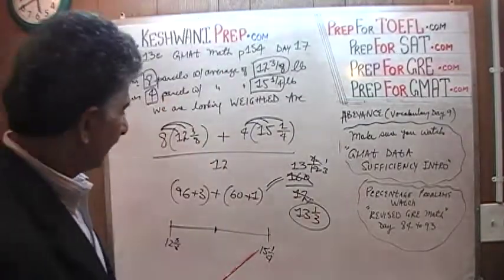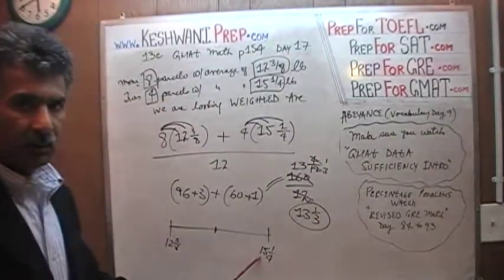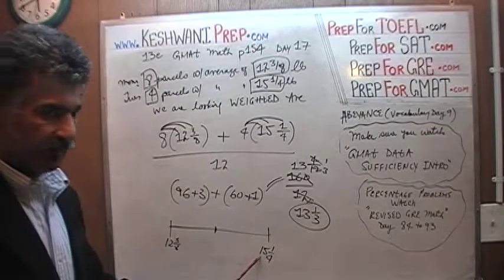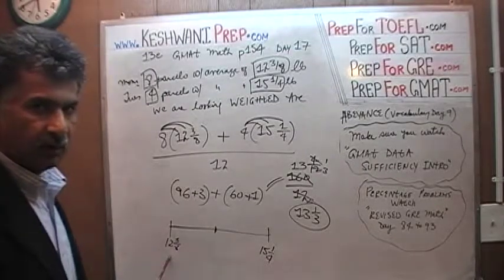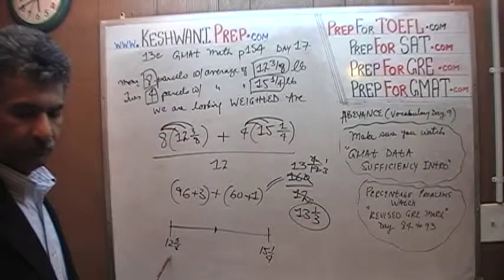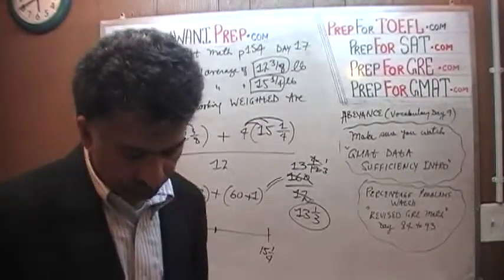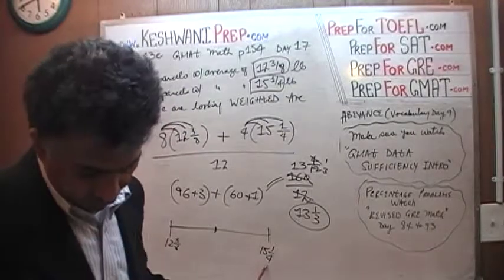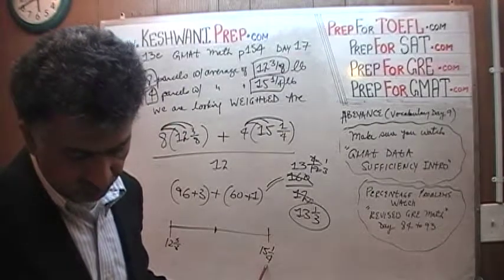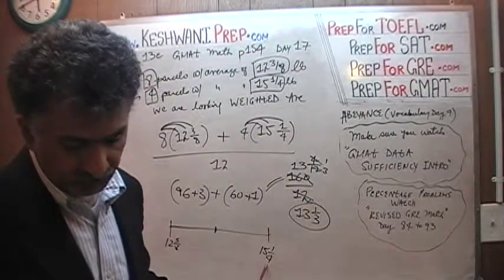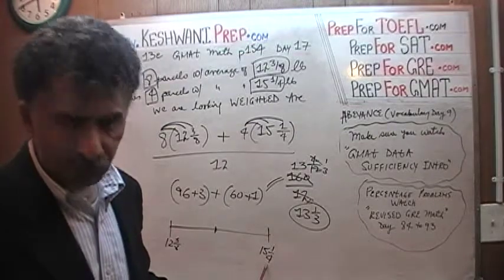Which means the overall average is not going to be above 15 and a quarter, and it is not going to be below 12 and 3/4. So it's got to be between these two values. And if you look at the answer choices, they give you 15 and a half, 15 and 15/16, 15 and 15/16, and 16 and a half.